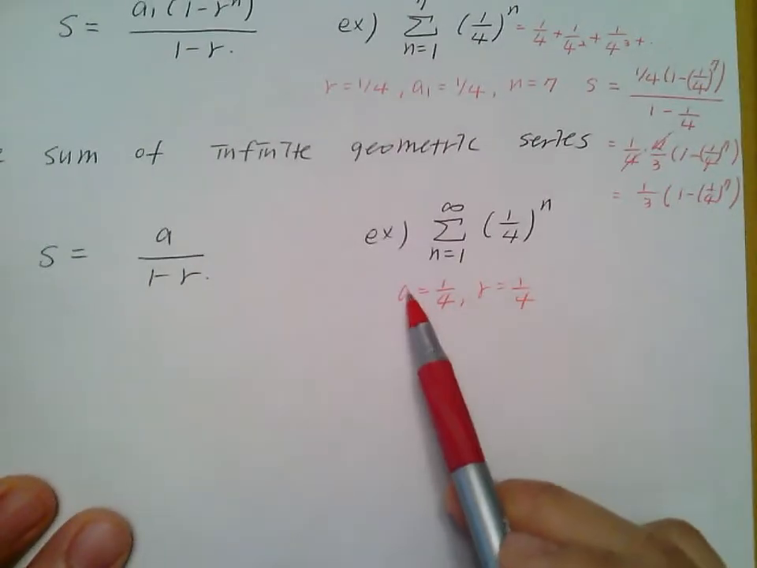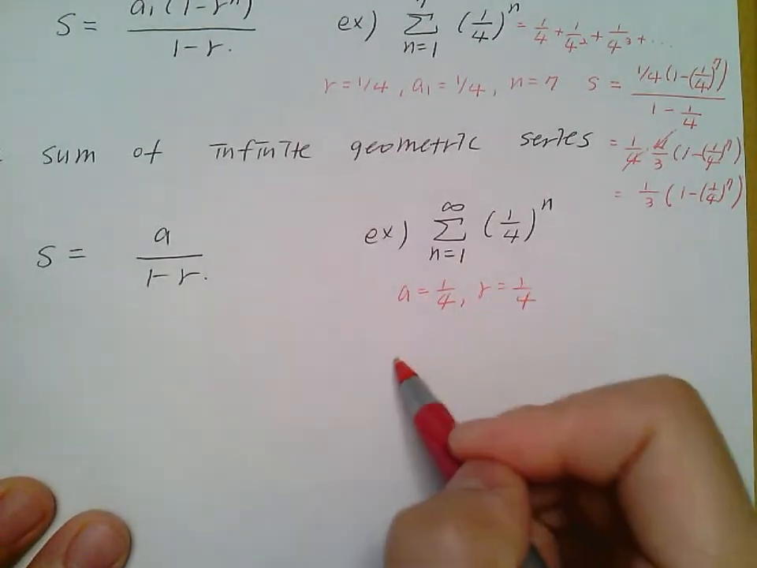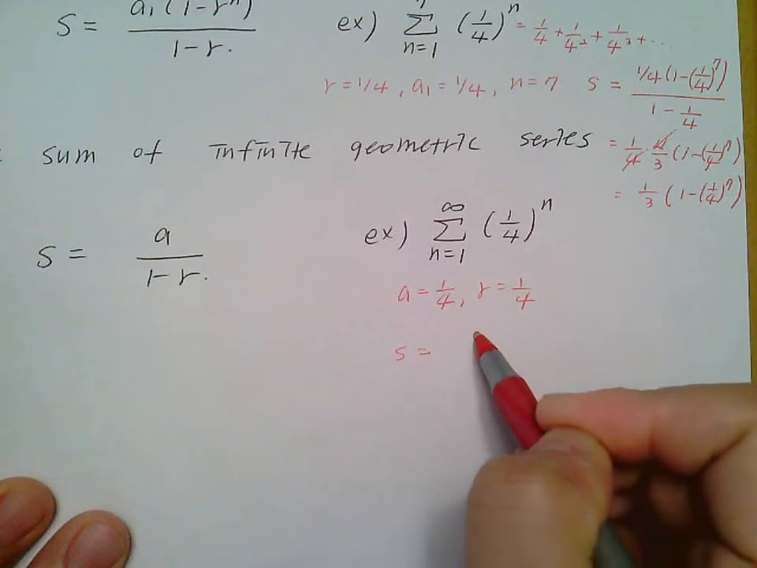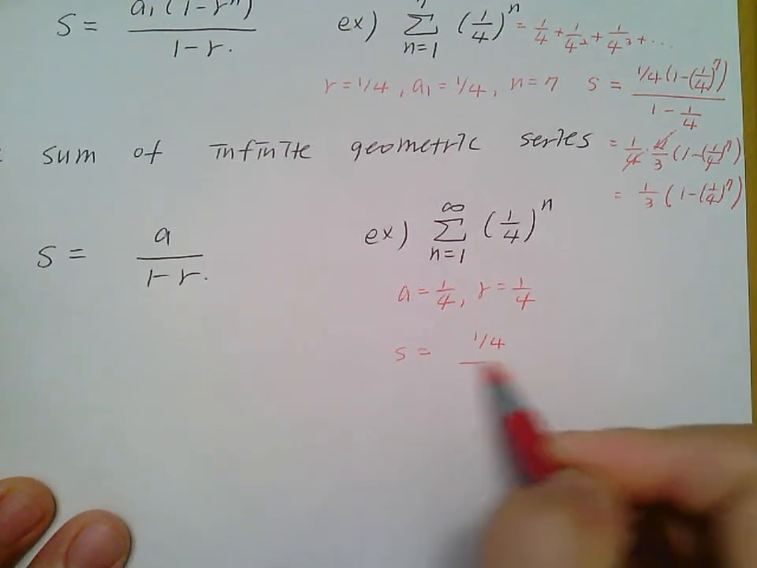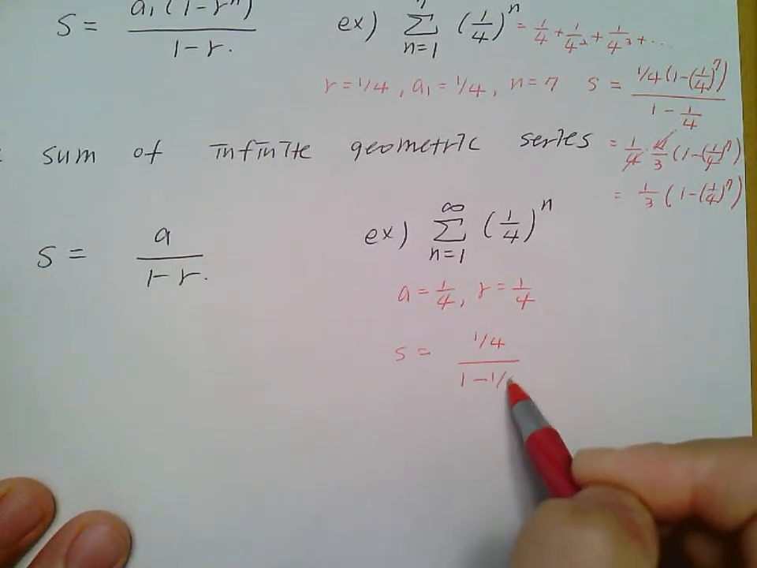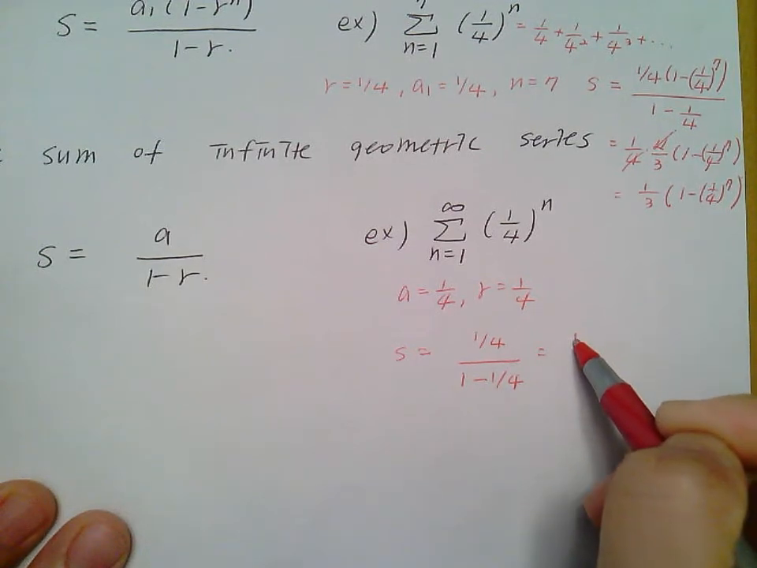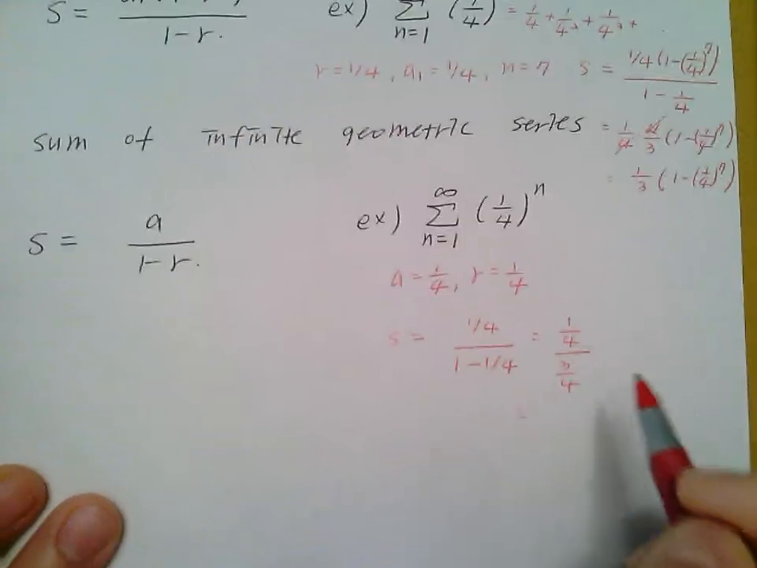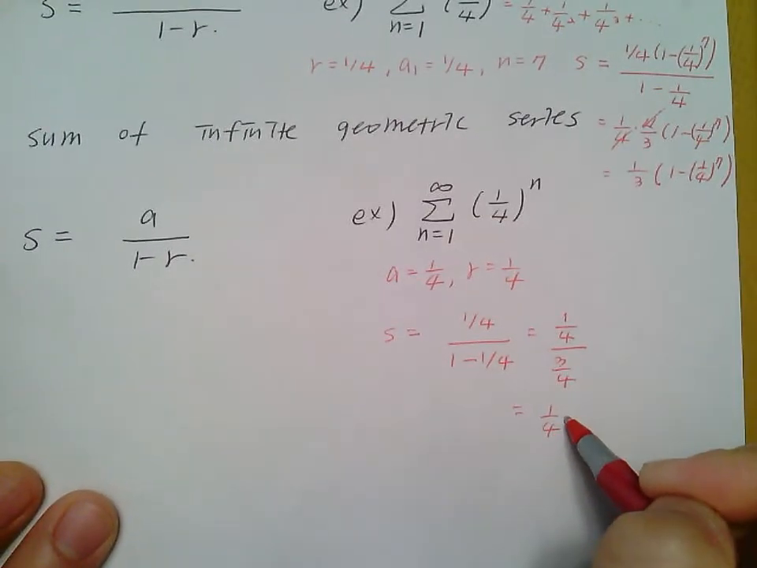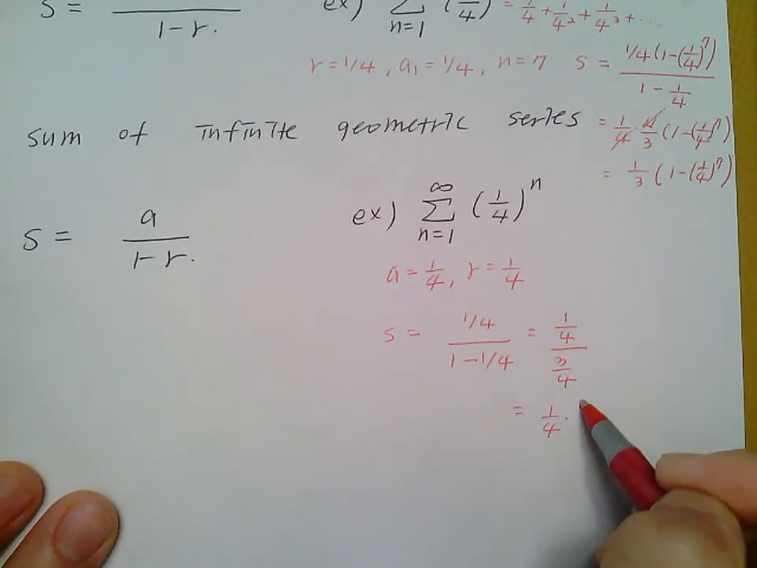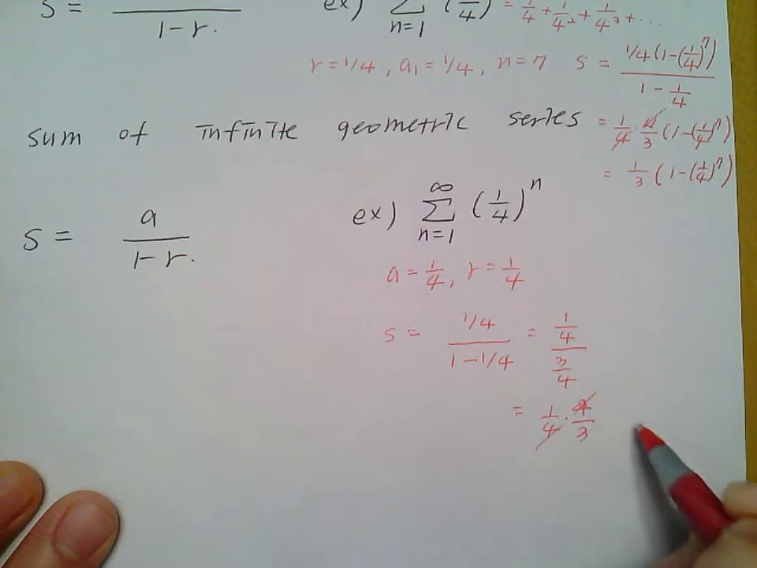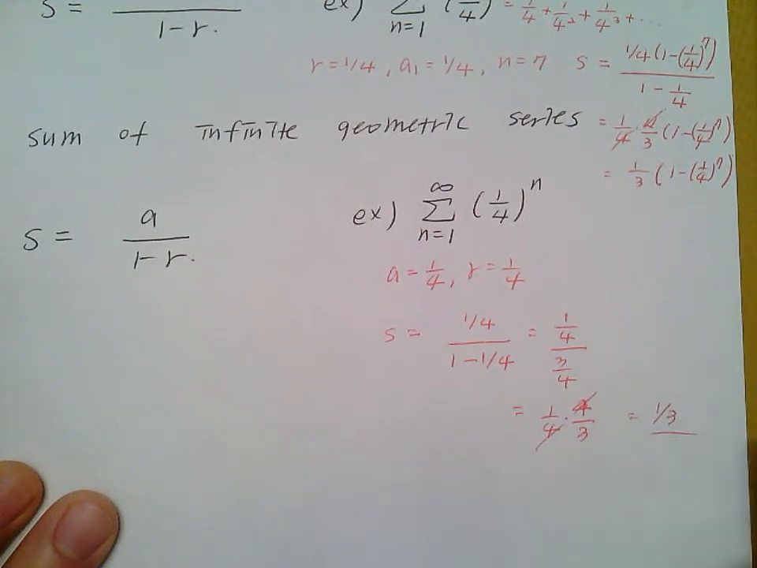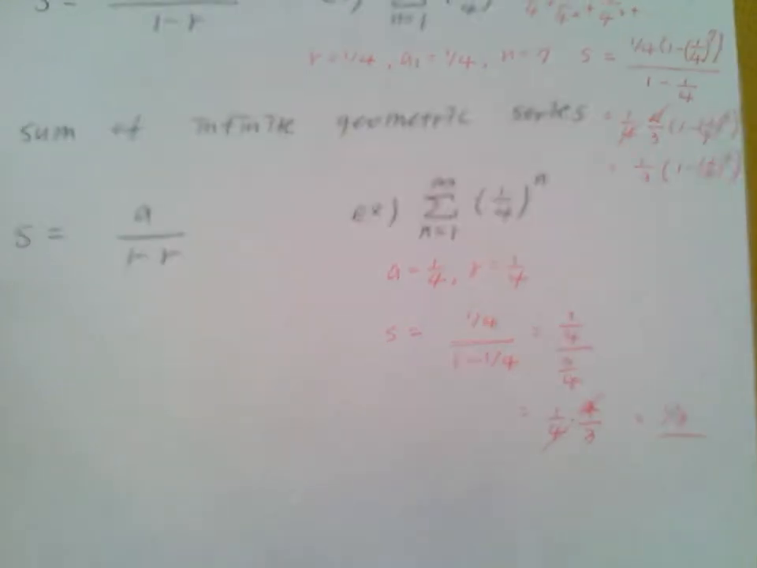Since we have a and r, we can just plug into the formula, which is 1 over 4 over 1 minus 1 over 4. So that is 1 over 4 over 3 over 4. Fraction over fraction, so 1 over 4 times the reciprocal of the denominator, which is 4 over 3, cancel out. So we know this sum approaches 1/3.